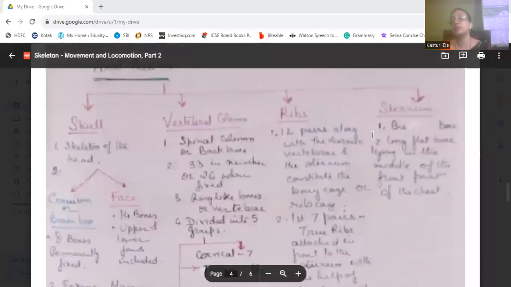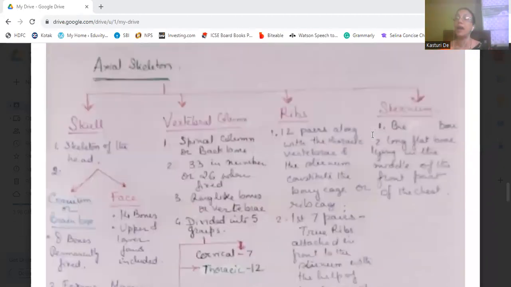Now we come to the sternum. The sternum is also known as the breastbone. It's a long, flat bone, a chisel type. The end is like a triangle form. It comes like this and forms like this. This is known as the chest bone, which is present at the middle part of our chest.